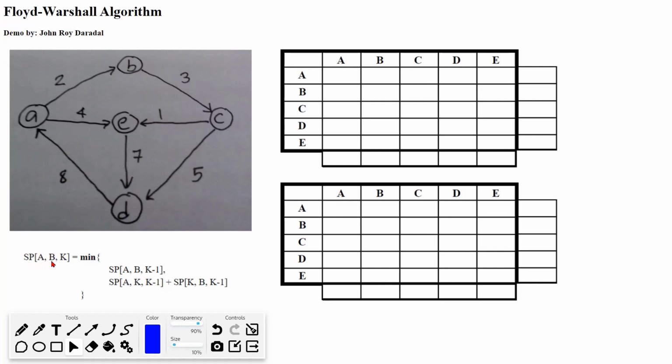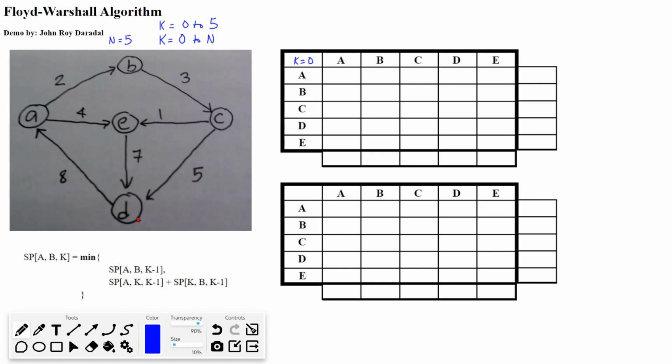So SP of A, B, K just means that you're trying to find the shortest path from A to B using only intermediate nodes 1 up to K. Okay, so we'll be doing this for sub-problems from k equal to 0 up to n, and in this case n is equal to 5 because we have 5 vertices, so we'll actually be doing this for k from 0 to 5. Okay, so let's start with k is equal to 0.